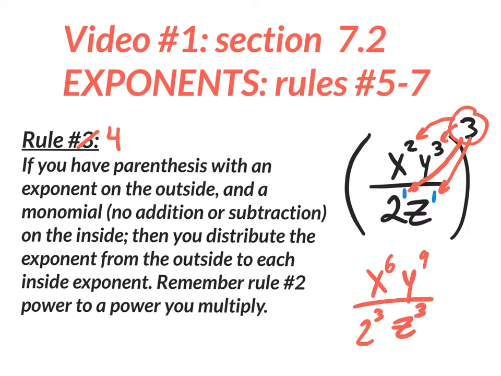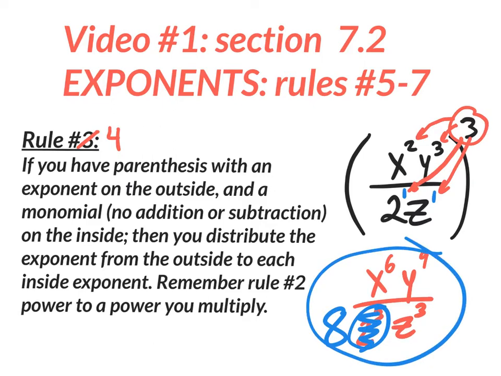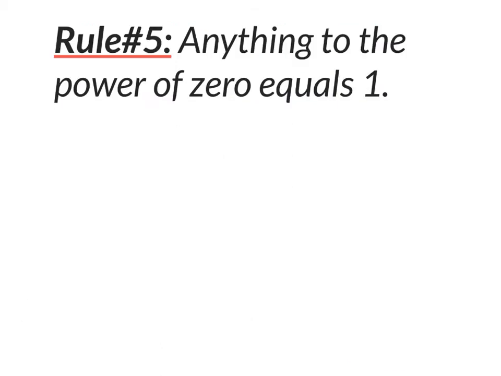So this is the answer. The only other thing you could do is change your 2 to the third to 2 times 2 times 2, which is 8. So if you put an 8 right there instead of the 2 to the third, that would be your final answer. And that is rule 4. So we're kind of like skipping rule 4 because rule 3 is rule 4. So hopefully we already understand that we need to distribute the outside exponent to each and every term on the inside. Let's move on to actual rule number 5.